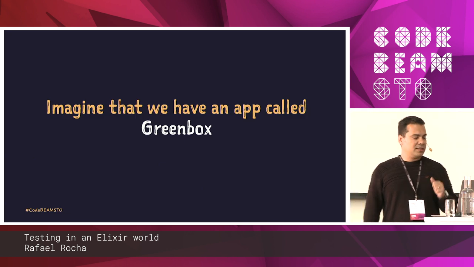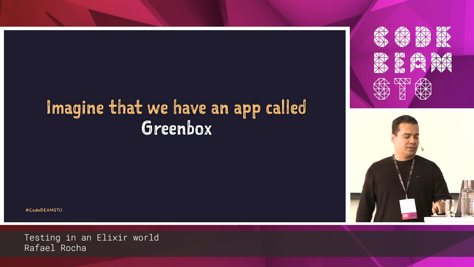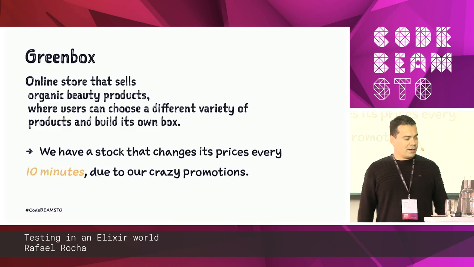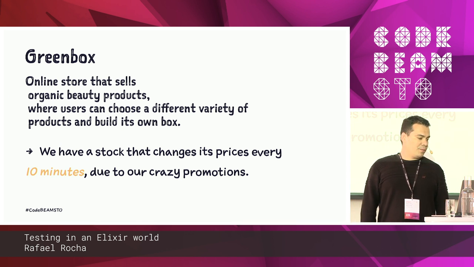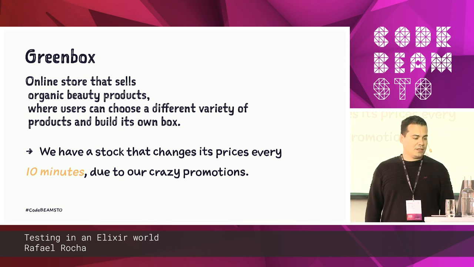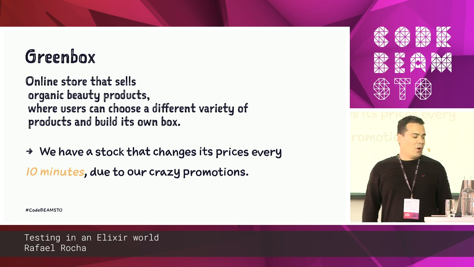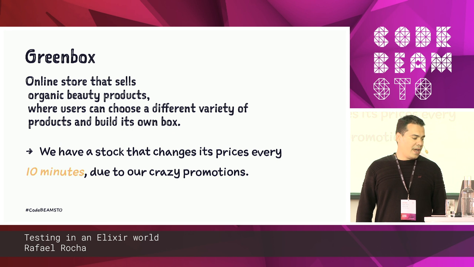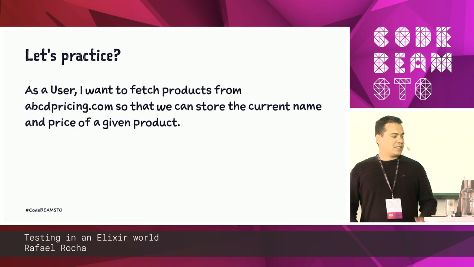So this is the example that I'd like to bring today. Imagine that we have an app called Greenbox. What is Greenbox? It's an online store that sells organic beauty products, where users can choose from a variety of products and build their own box. We have a stock that changes price every 10 minutes due to our crazy promotions. So let's practice a little bit.